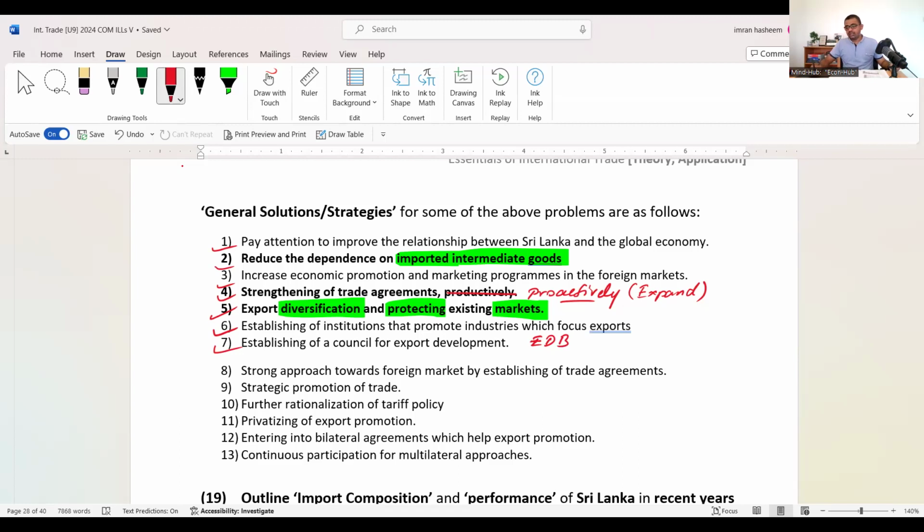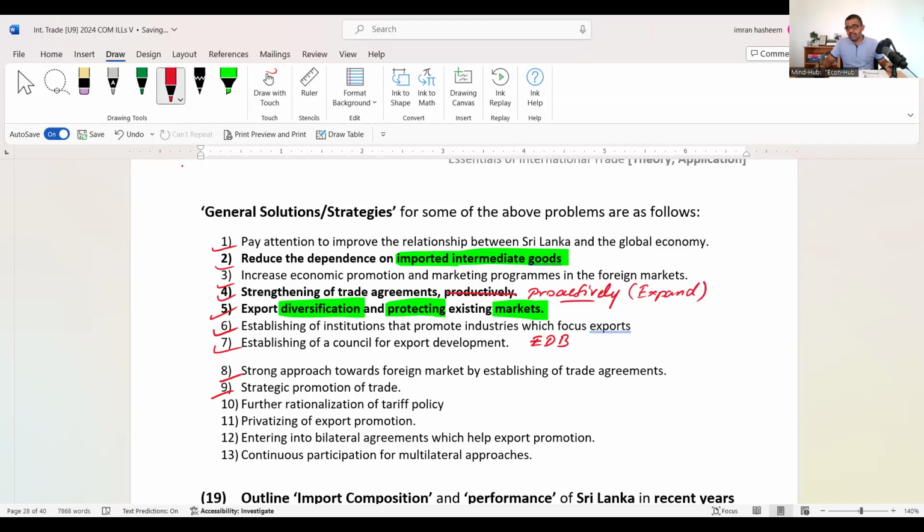Okay. Then we go into further strategies. Strong approach towards foreign markets by establishing trade agreements. So these are in some way touched on the first 7, but more specifically I'm explaining. Strategic promotion of trade. Again, we talked about that. Promote industrial activities, promote our trade more, brand it better, give more value to this thing called Made in Sri Lanka.